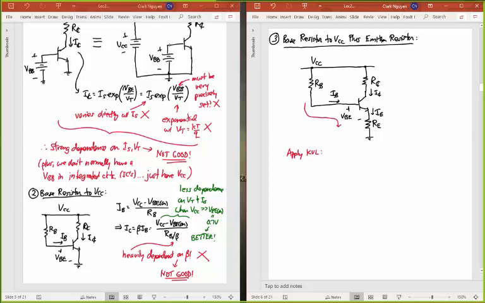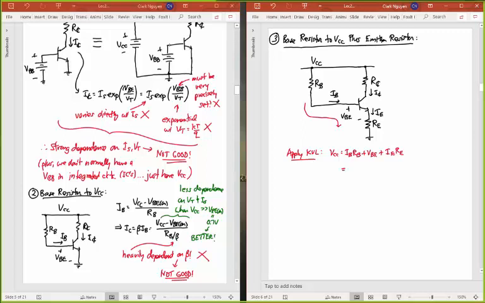where KVL is Kirchhoff's voltage law, of course, then I get VCC is going to be equal to the voltage drop across my resistor RB, IB RB, plus the voltage drop across the base emitter junction, plus now the voltage drop across the resistor RE. Right? I need to get from VCC all the way down to ground, and I have to go through all those parts to get there, so I need to add all the voltages through all of those parts.